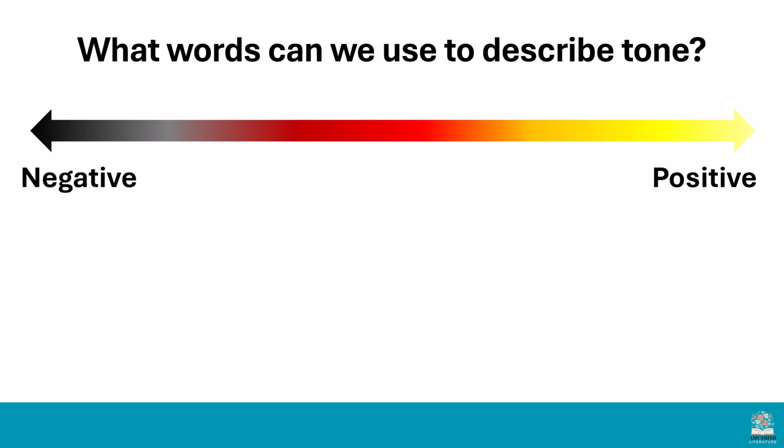Before we really get into it, I want to build our vocabulary a little bit so that we can talk about this poem really accurately. So can you stop the video, draw the arrow into your books, so across the page, and write negative on one end and positive on the other end, and then start the video again when you are ready to go.